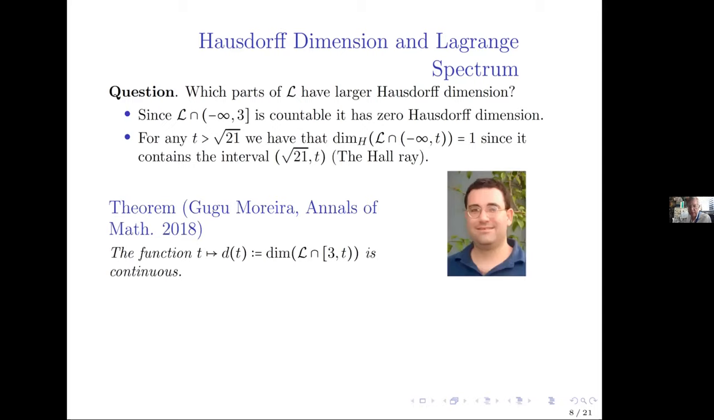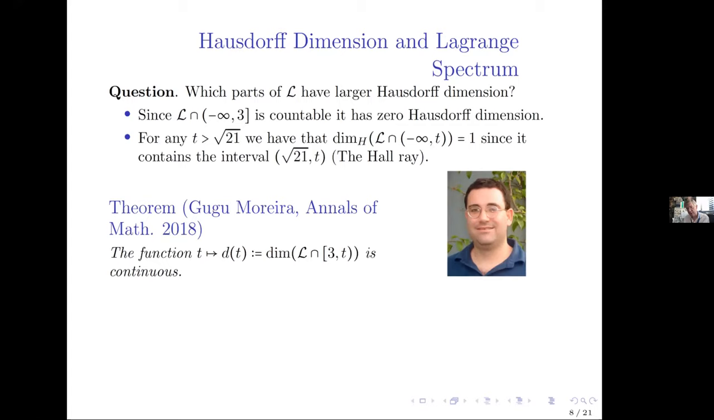And in between, you can take a value of t and let it increase, and look at how much of the set between, say, 3 and t has a certain dimension. So you take the intersection of the Lagrange spectrum, the complicated bit of it, between 3 and some value t, which is bigger than 3, and you can ask, what's the Hausdorff dimension of that set? And Moreira showed that this is continuous. So as you move your cursor to the right and you look at the intersection of this increasing interval with the Lagrange spectrum, a set about which we know almost nothing at the moment, we can say at least that the Hausdorff dimension is continuous. And of course it's monotone increasing because the set's getting bigger.